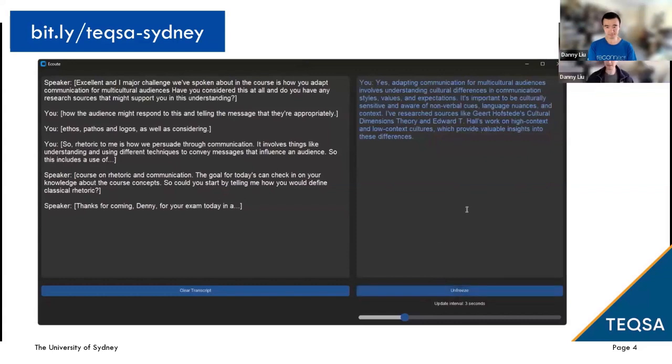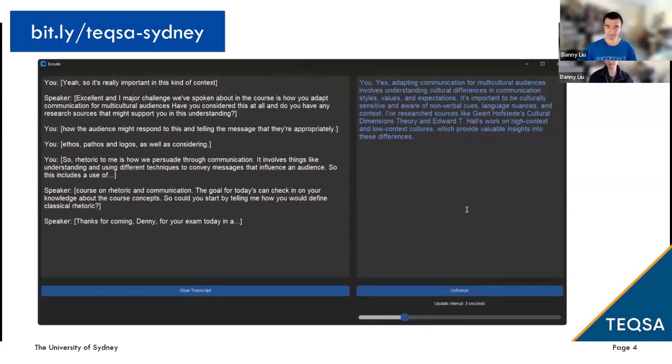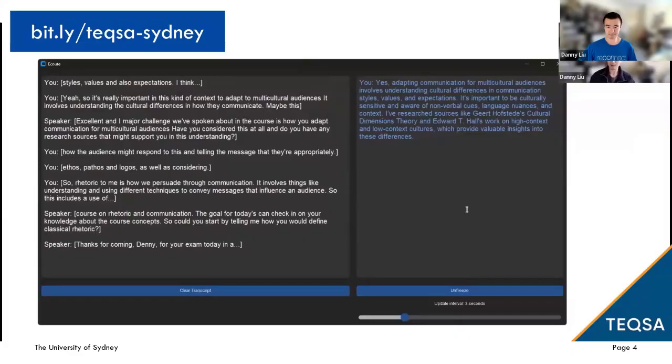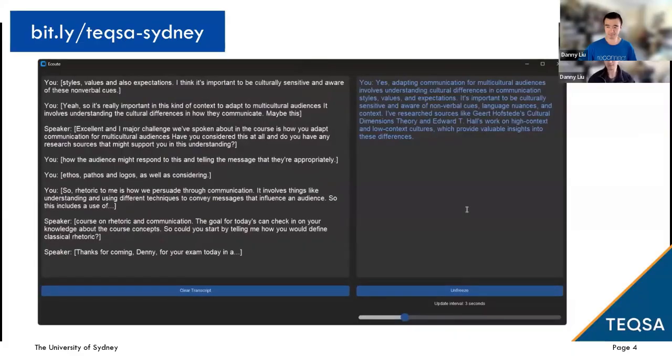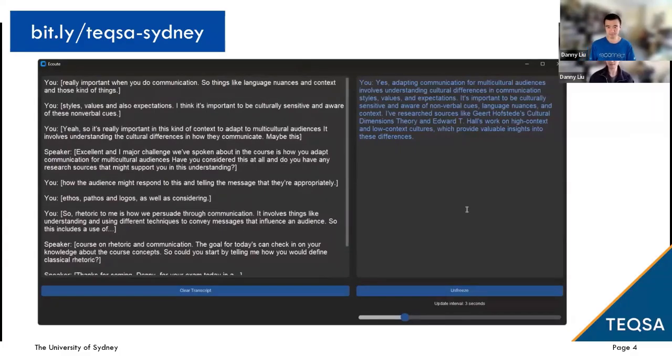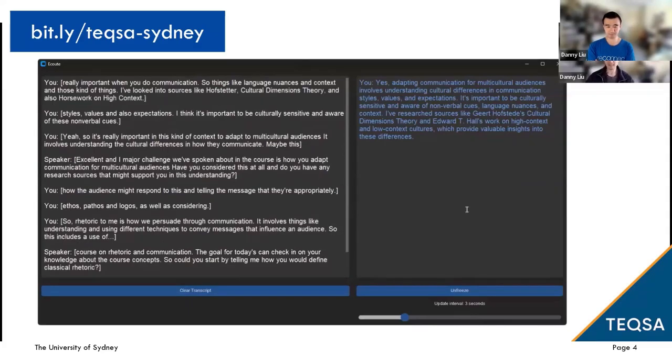Yeah, so it's really important in this kind of context to adapt to multicultural audiences. It involves understanding their cultural differences and how they communicate, maybe their styles, values, and also expectations. I think it's important to be culturally sensitive and aware of these non-verbal cues, which is really important when you do communication. So things like language nuances and context and those kind of things. I've looked into sources like Hofstadter, cultural dimensions theory, and also Hall's work on high context and low context cultures. And these provide valuable insights into these differences.